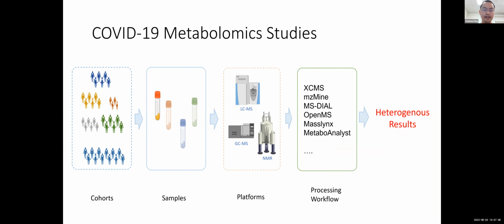Since the COVID-19 pandemic started, there has been tremendous research done, including a lot of metabolomics studies. The different metabolomics studies focus on different cohorts and use different samples and sample preparation methods. Most of them are also based on different platforms, for example, LC-MS, GC-MS, and NMR. The data processing workflows are also different. Finally, the results based on these various factors are also heterogeneous.